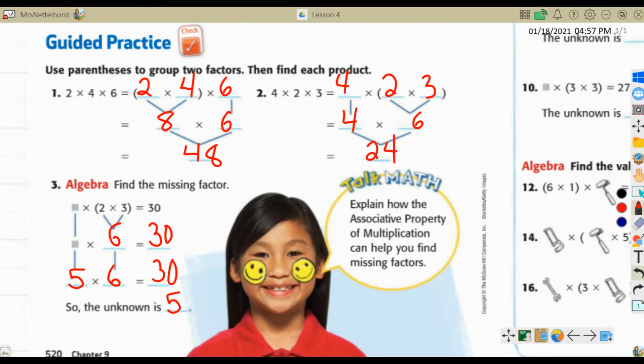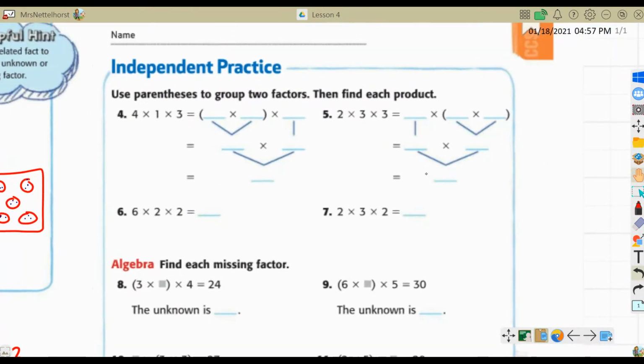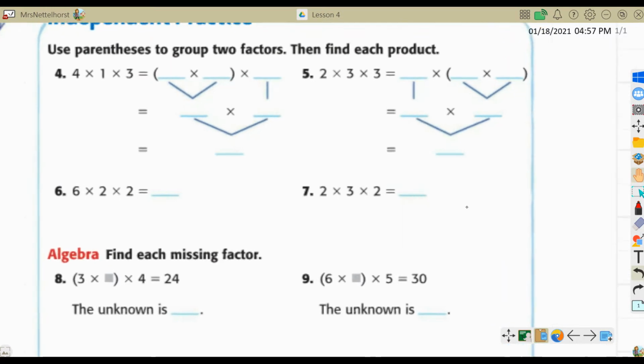Okay, so now we're going to look at our independent practice. You're going to use parentheses to group 2 factors, then find each product. So 4 and 5, you are going to do it just like you just did it in guided practice. Keep the numbers in the same order, do your multiplying, and so on. For number 6, you need to do parentheses. You pick the 2 numbers. They have to be numbers that are next to each other, though. You can't have them on numbers that are separated. So pick 2 numbers that are next to each other.